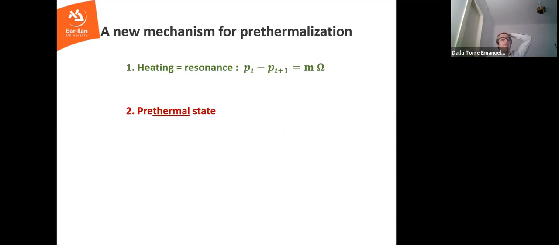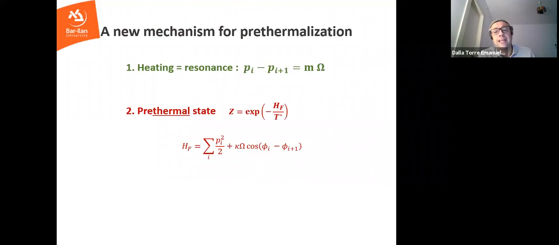Okay, so now we need to evaluate this absorption. So we can write the resonance, but then the question is how probable this resonance is. And here what we use is the idea that the prethermal state is really a thermal state, in which what matters is the Floquet Hamiltonian, so basically the time average Hamiltonian in this case, because we are at fast frequencies. So we can use the Boltzmann distribution of the prethermal state in order to evaluate how much energy is absorbed. And in this case, what we find is that this is exponentially suppressed.